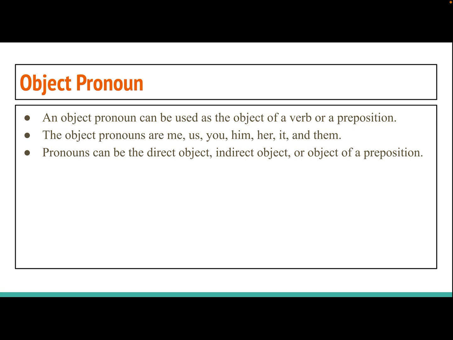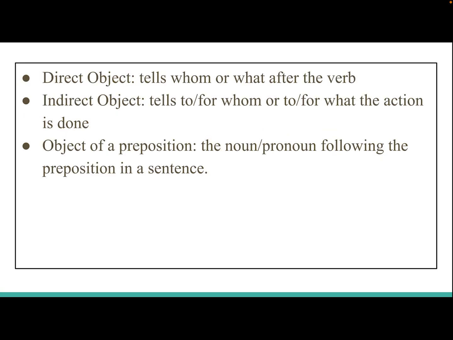And they can be used as the direct object, the indirect object, or the object of a preposition. Those are the three ways in which you can use a pronoun as the object of a sentence. So we need to remind ourselves what these three things are.